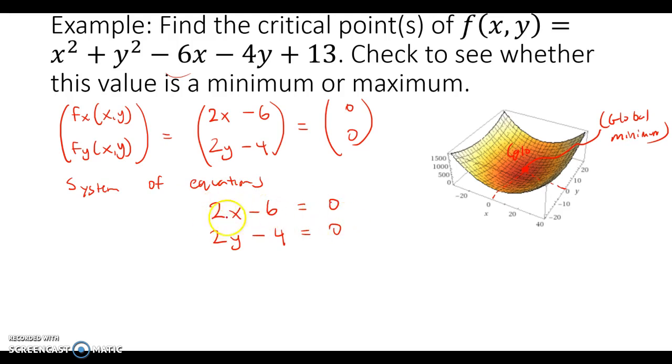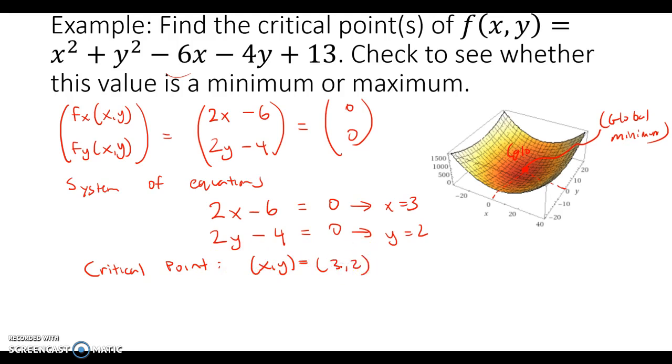Well, because both of these functions only depend on one variable, if I solve this one, I add 6 to both sides, divide by 2, I get x equals 3. Here, if I solve for y, I get y equals 4 over 2, which is 2. Therefore, I'm claiming I have a critical point at xy equals the point 3, 2.